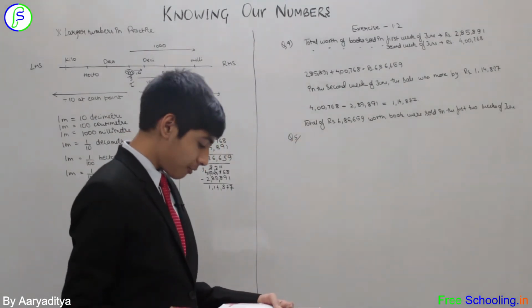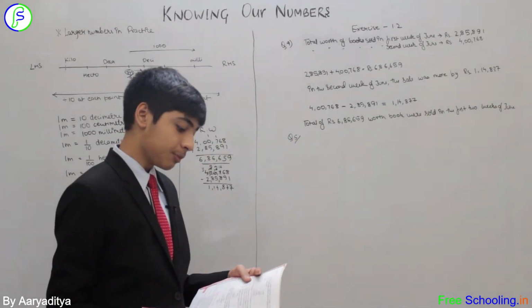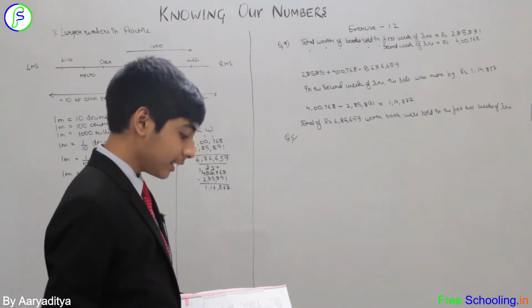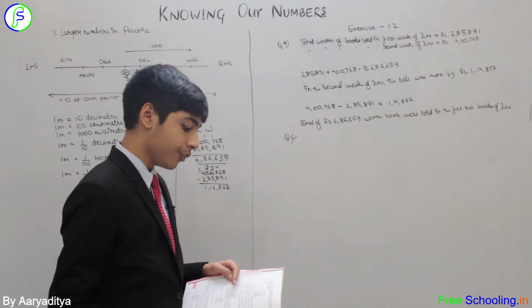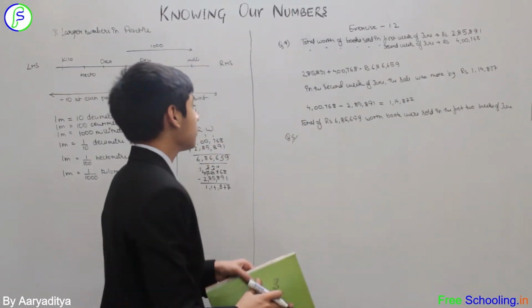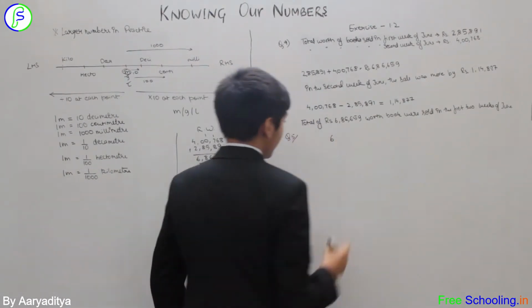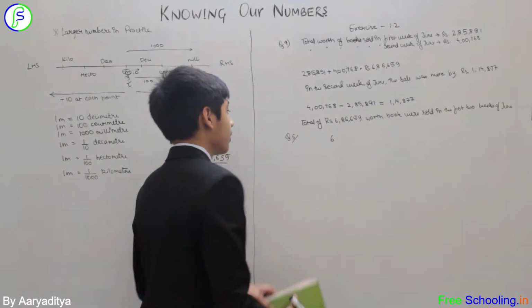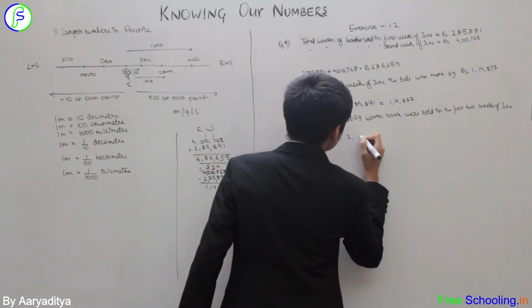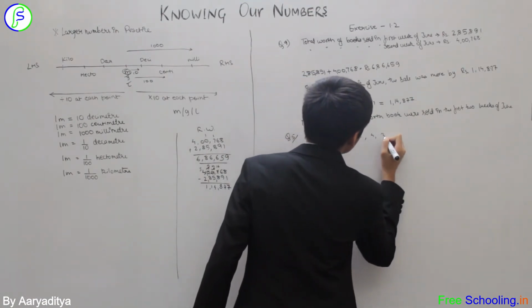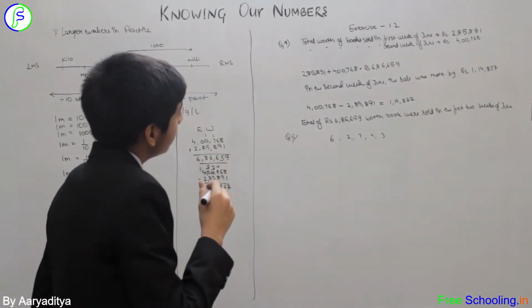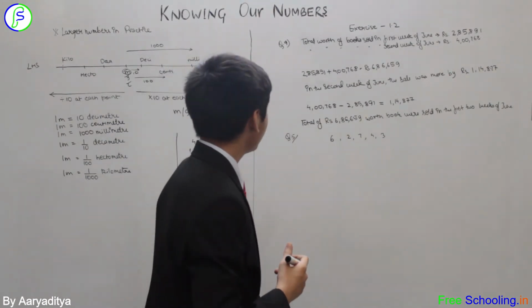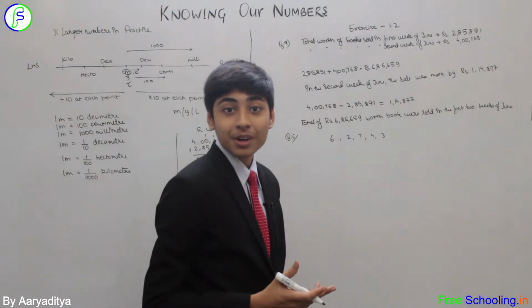So what does question number 5 say? It says, find the difference between the greatest and the least number that can be written using 6, 2, 7, 4, 3, each only once. Okay, so let's write the digits first. We are given 6, 2, 7, 4, 3. So as I've taught you earlier, how many numbers can we make?